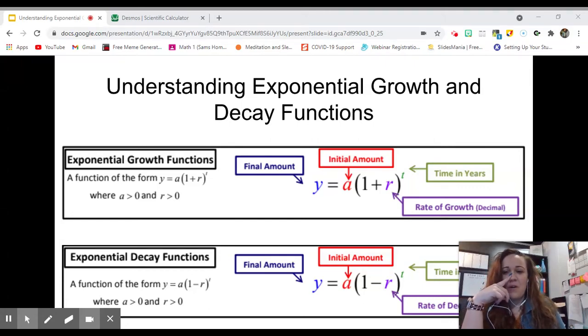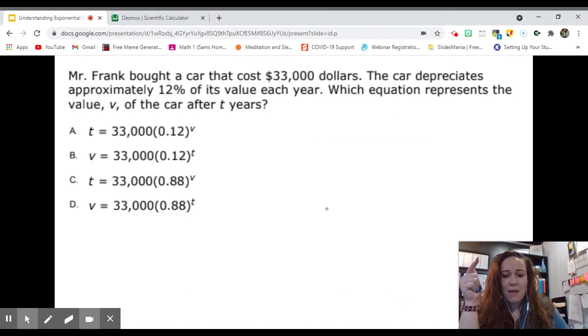So in this video, we are going to be understanding exponential growth and decay functions. We're not quite out of exponential growth and decay yet. We're taking it a little bit deeper just to make sure that we are understanding the way that the functions are written with the word problems as well. So today we're diving into understanding them.